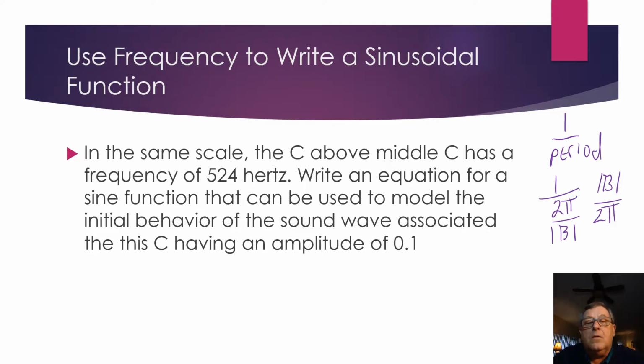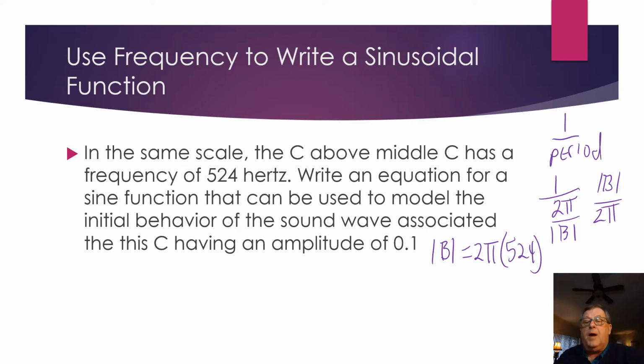So, what does this tell us? How can we figure this out? Well, I guess we could set this up as a ratio, where we define the absolute value of b as equal to 2 pi times the frequency. And we're told the frequency is 524 hertz.